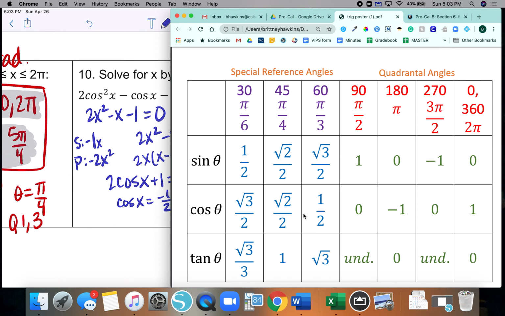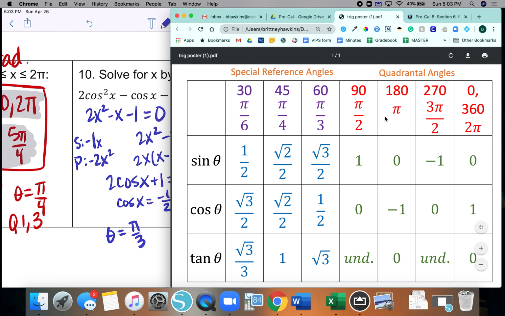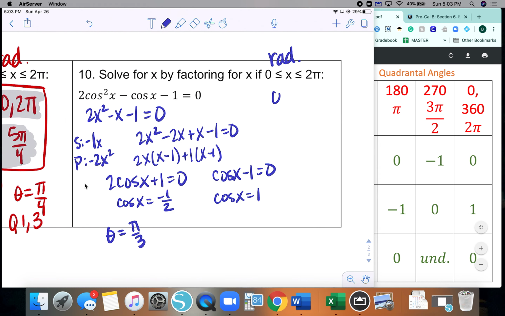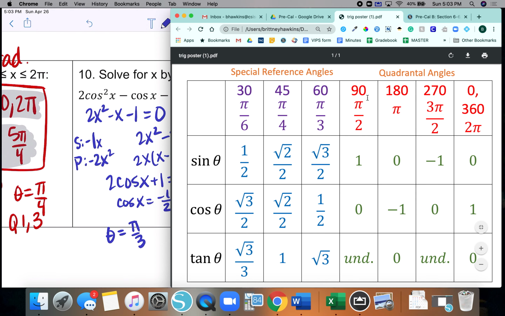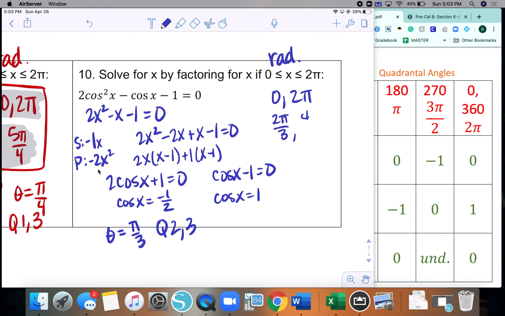Again, in radians, cosine 1/2, your theta is pi over 3. And then cosine for 1 is 0 and 2 pi. And remember, anything in red and green, you just write down as it is. Anything blue and purple, you have to put in the correct quadrants. So cosine is negative in 2 and 3, so that would be 2 pi over 3 and 4 pi over 3, in addition to 0 and 2 pi.